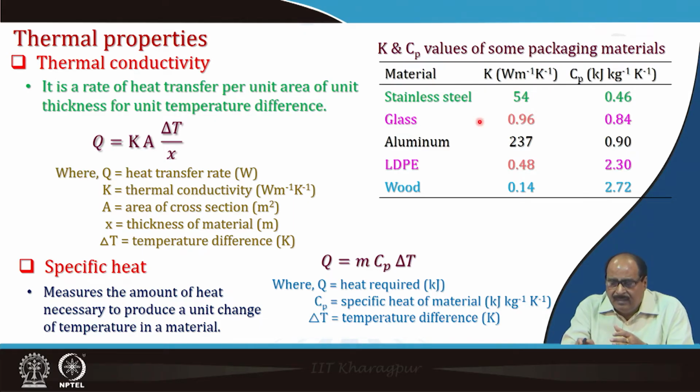You can see it has the higher thermal conductivity K value. So, it has a lower specific heat. So, wood which has a higher specific heat, maybe 2.72, it has a lower thermal conductivity. Aluminum, you see, it has the maximum thermal conductivity and it has the lowest specific heat.